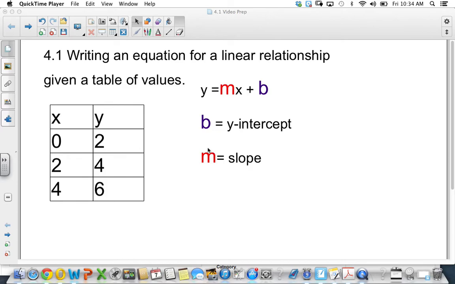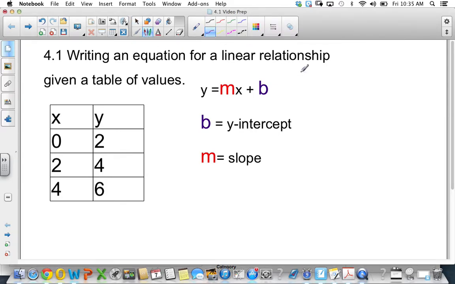We're into Chapter 4 now, and remember that your unit tests will cover Chapter 3 and Chapter 4. Now, Chapter 4 will get more into linear relations, and the first section on 4.1 is writing an equation for a linear relation given a table of values. And we're going to write our equations in the form y equals mx plus b. This is one of several forms of a linear relation. This one is known as the slope-intercept form.